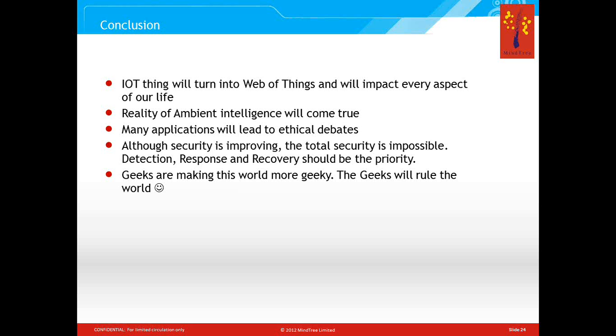So a lot of ethical issues and risks are there. Although security is improving, total security is near impossible with all these new complexities. So the only thing we can do is detect the problem early, that there is a hack, there is a problem, respond quickly and effectively, and recover. Recovery is very important.